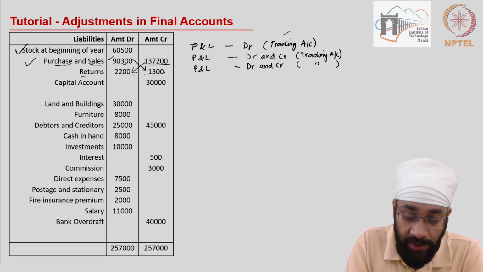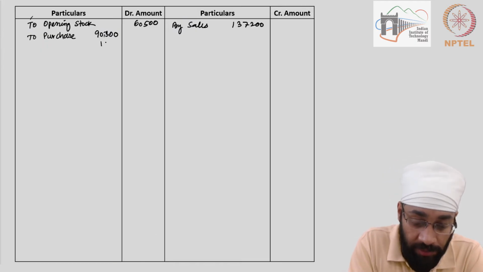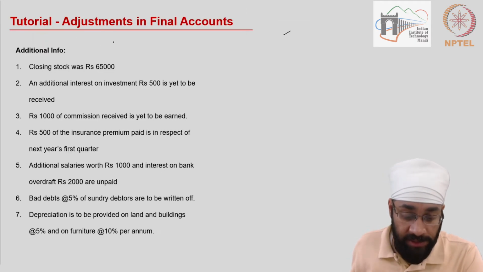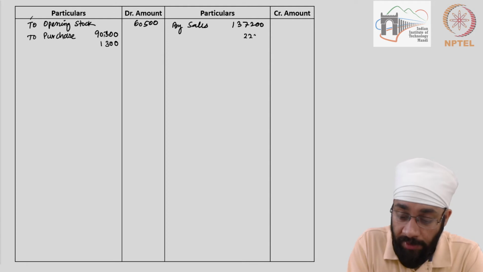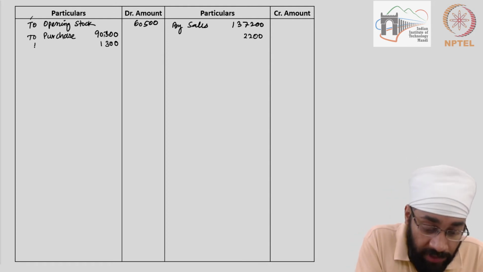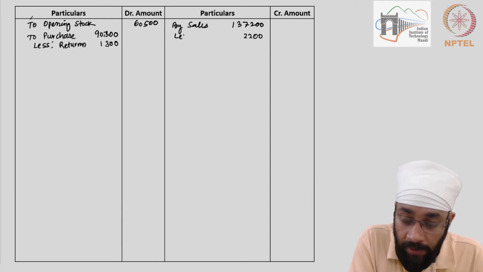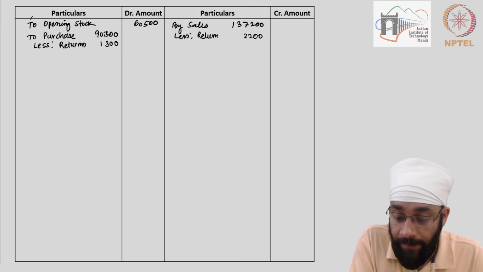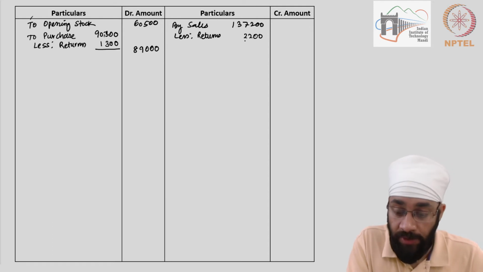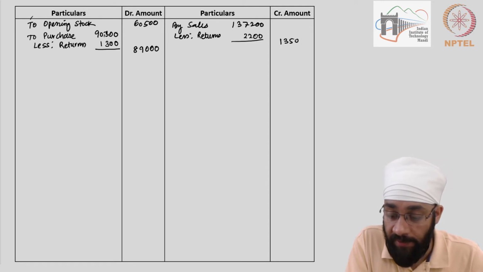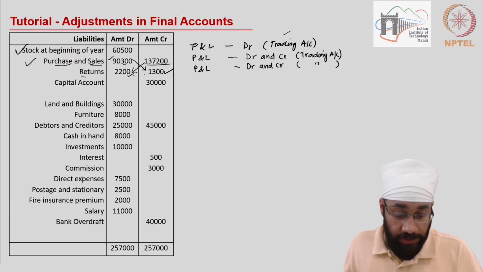Now let me make that adjustment. This is the purchase return 1,300. So purchase return is going to be adjusted here, and the sale return is 2,200, so 2,200 to be adjusted here. And let me write some detail here. Less the returns. There you go, and you have 89,000 as the purchase, and you have 135,000 as the sale. Okay, and let's go forward.